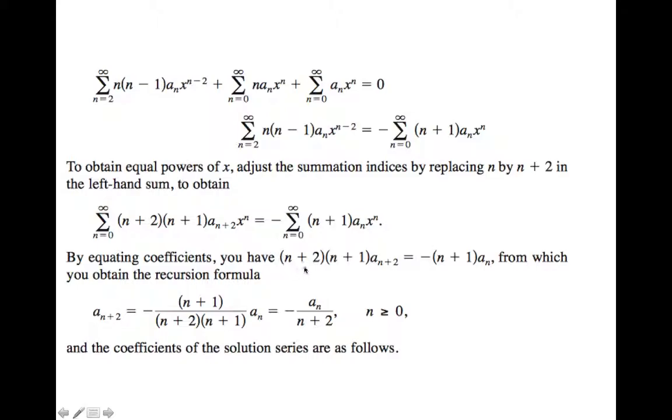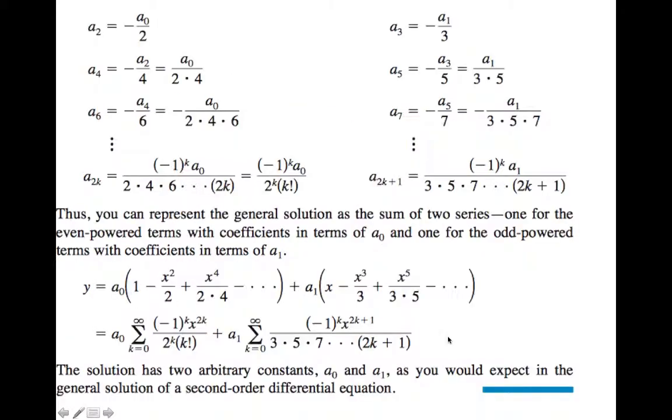So that gives us this equation, which if we now solve for a subscript n plus 2, we get the following recursion relationship for n greater than or equal to 0. And we can do some canceling there. So a subscript n plus 2 is minus a subscript n over n plus 2. So that would be the coefficients of the series. So now if we start substituting, what we find is we have a sub 0 over 2 for a2. We have an a1 over 3 for a3.